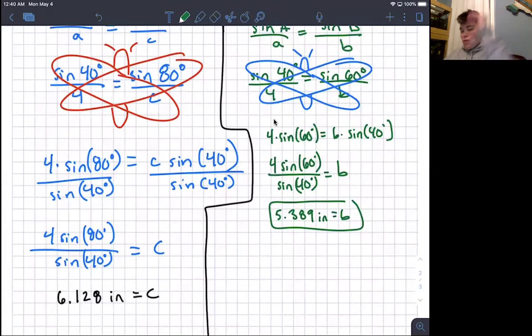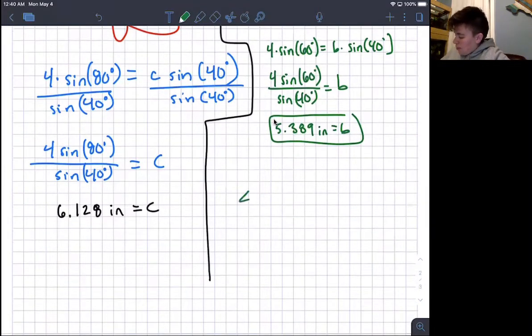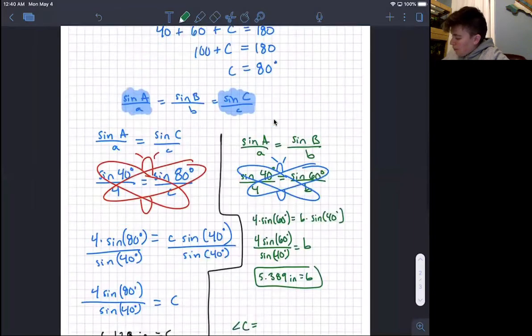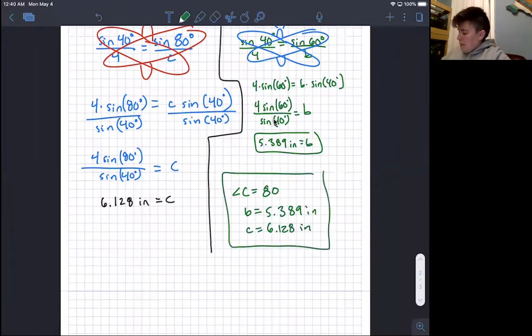Okay, so for your final answers, what I would really love for you to do is write all those unknowns in one separate box. My first unknown was angle C, and I figured out that angle C was 80 degrees. My second unknown was side b, which was 5.389 inches. And then side c was 6.128 inches. Then put a nice big box around those. That would be super rad if you could do it like that. Now I know it looks like a lot of work. It's really not.